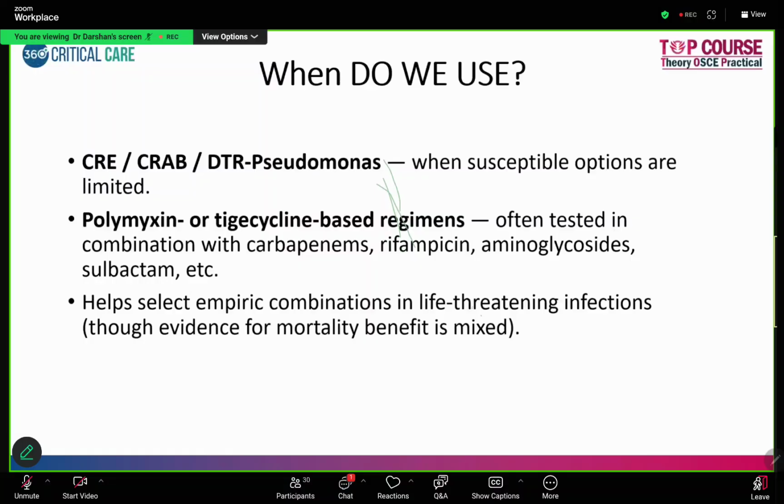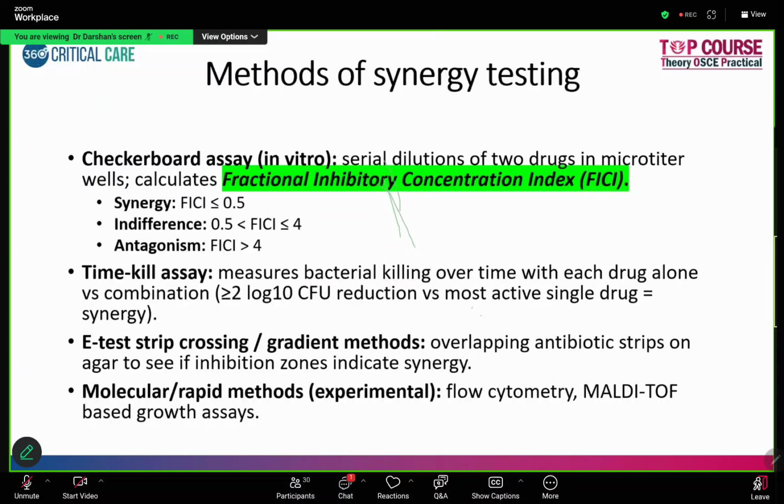So what are the synergy tests that we use? One, as I told you earlier, is polymyxin based therapy, or tetracycline based regimens. Usually both of them are tested with drugs like carbapenems, rifampicin, aminoglycosides, and sulbactam. You can do a permutation and combination and then check.